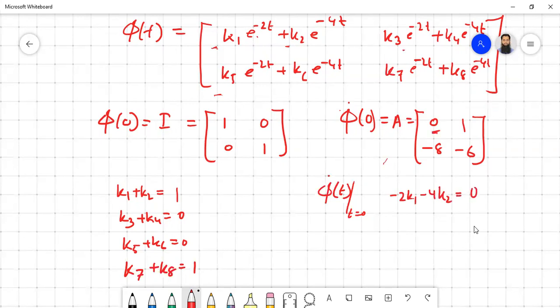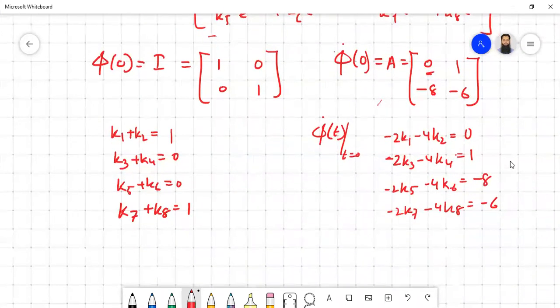Now from this one as well, the same thing will happen. Minus 2 k3 minus 4 k4 will be equal to 1. Similarly, minus 2 k5 minus 4 k6 will be equal to minus 8. Minus 2 k7 minus 4 k8 will be equal to minus 6.